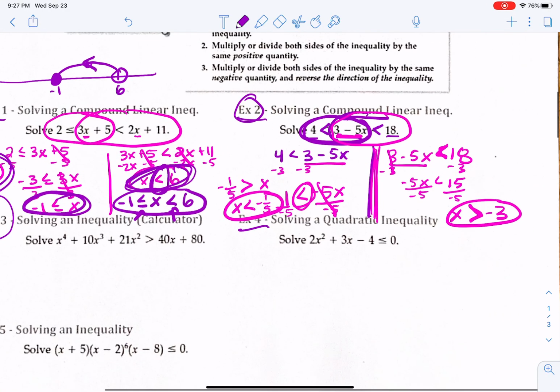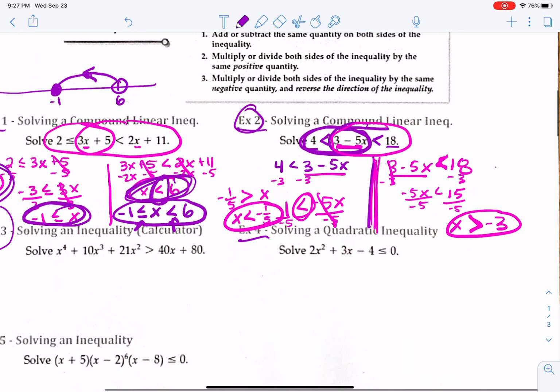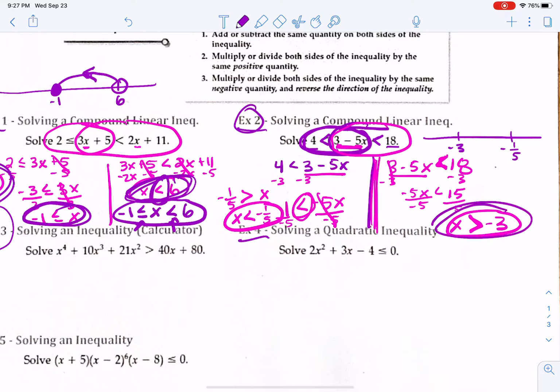Now, example 2, I'm going to show you why that doesn't work for example 2. Remember when we divided by the 5 and we had to flip the sign? What's going to happen here is that I have negative 3 on this side, right? Negative 3 is to the left of negative 1/5. So if I focus on this one right here, x is greater than negative 3. Is that right? Maybe this will work. This will work. X is greater than negative 3.